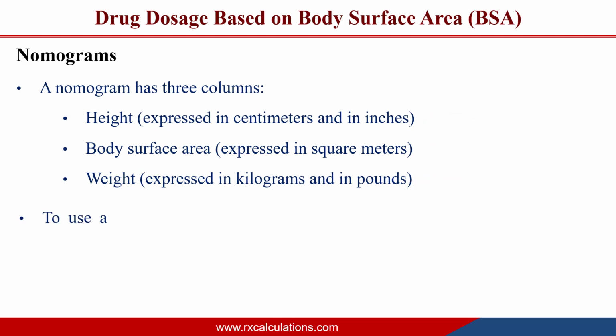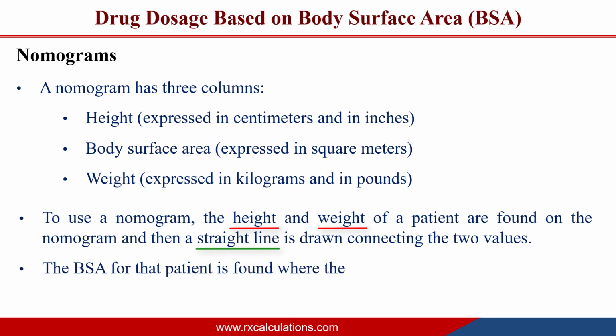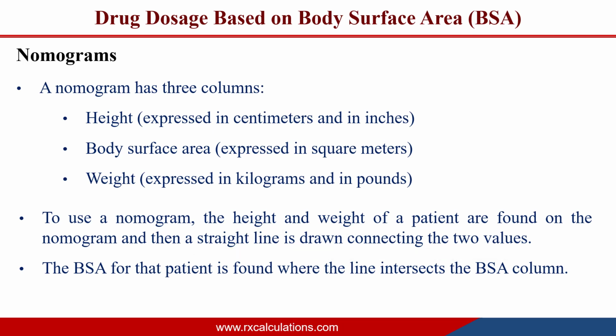So how do you use the nomogram? You need to know the patient's height, and then you mark that on the nomogram, and then you need to know the patient's weight. You also mark that on the nomogram, and then you draw a straight line connecting the height and then the weight, and then where the line intersects the BSA column, that will be the BSA or the body surface area of the patient.